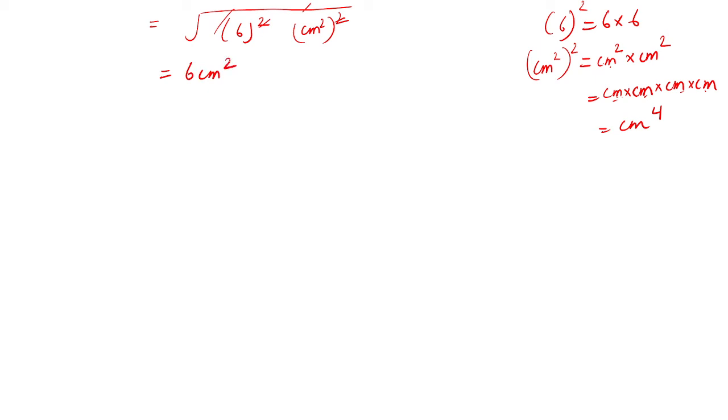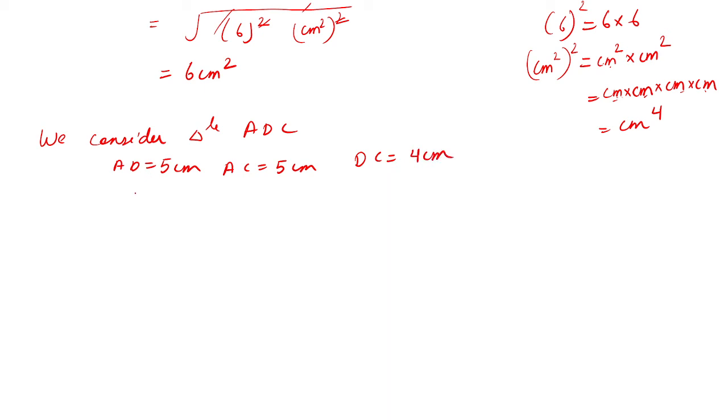Clear? Now let us consider which triangle? We're left with triangle ADC, in which AD is equal to 5 centimeter, AC is equal to 5 centimeter, and DC is equal to 4 centimeter. You can write this as your A, this as your B, and this as your C. Clear?